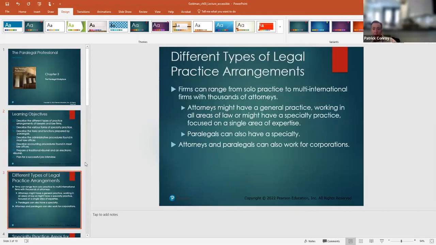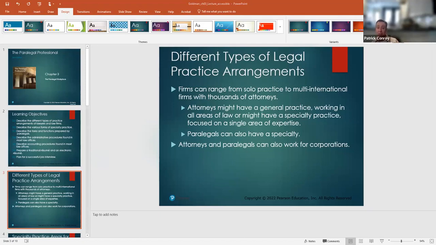Now, there are all sorts of different types of law firms. It can be a firm of hundreds, and they can specialize in any form of law. I'm going to bring up some examples for you so you can see the differences among just local law firms.